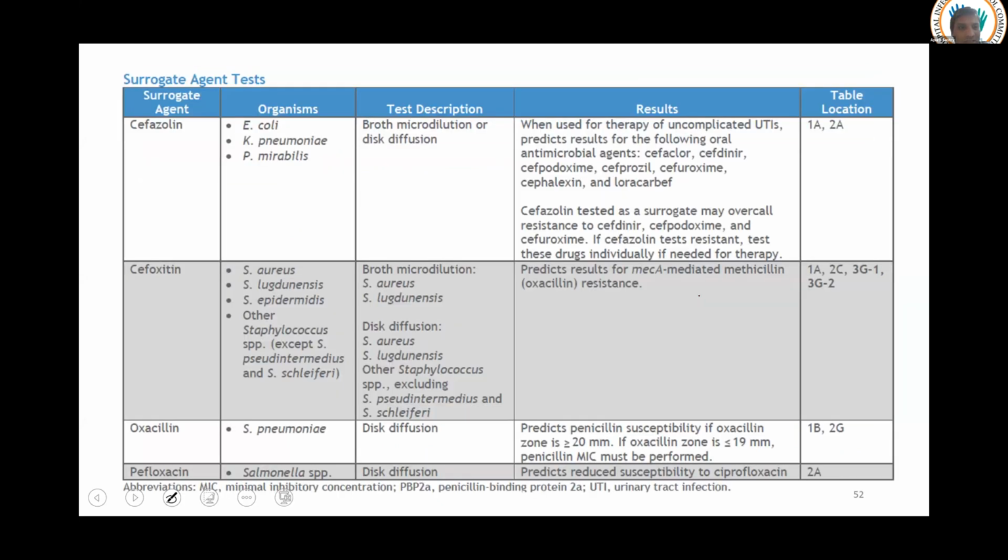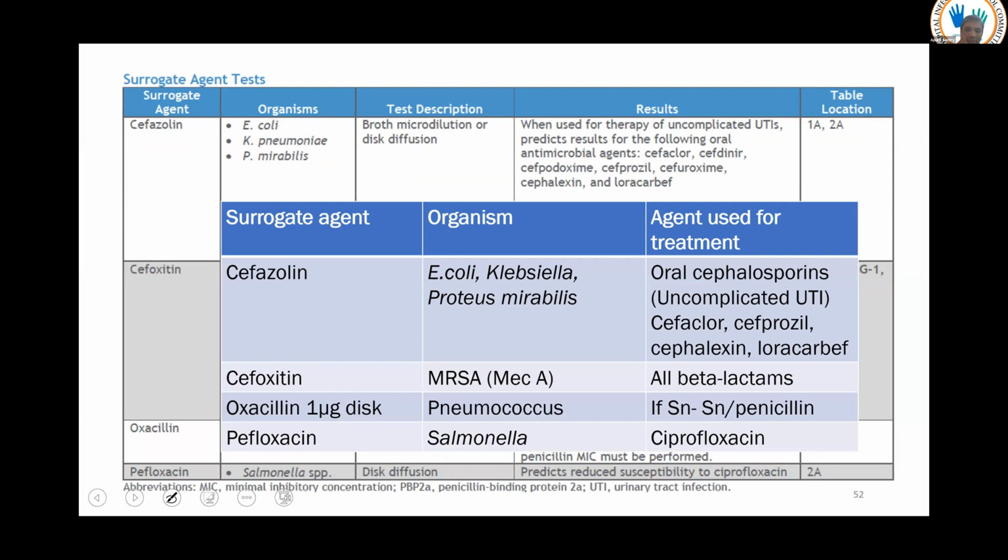Okay, so this is an exhaustive list of surrogate agents. We have tried to make it a little simplified table for you. So I have already told you that cefoxitin is a surrogate marker for all beta lactams for Staphylococcus aureus, especially MRSA.